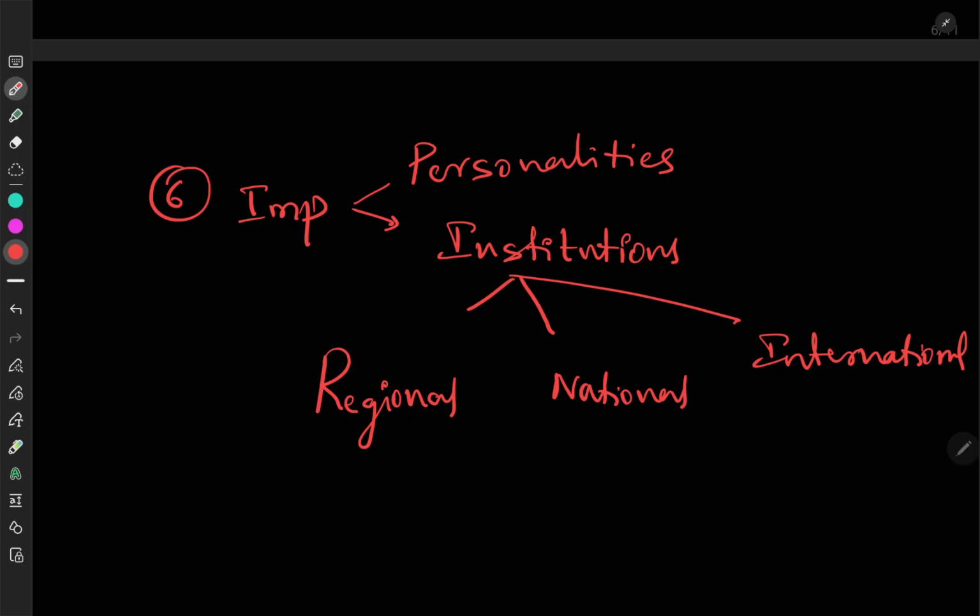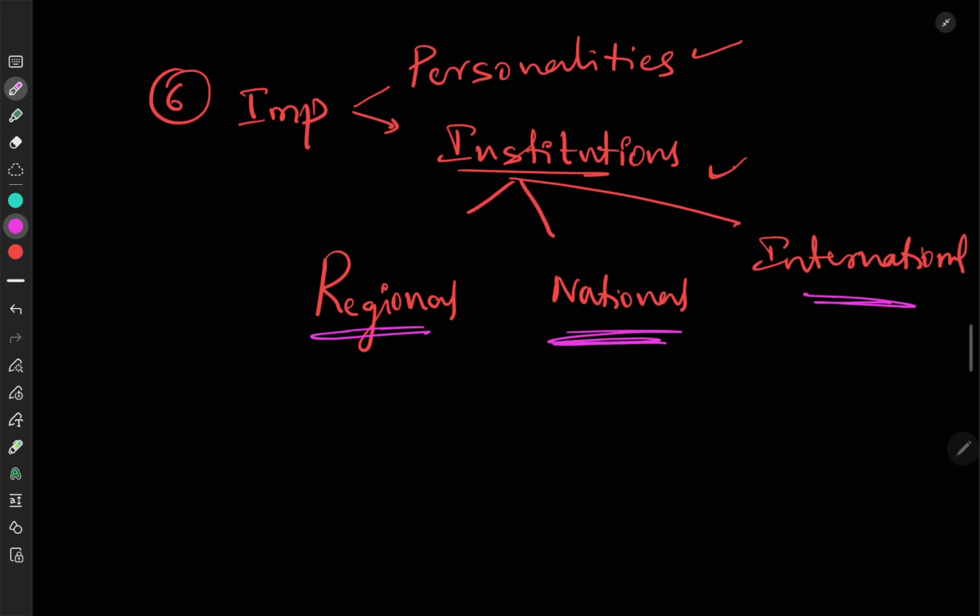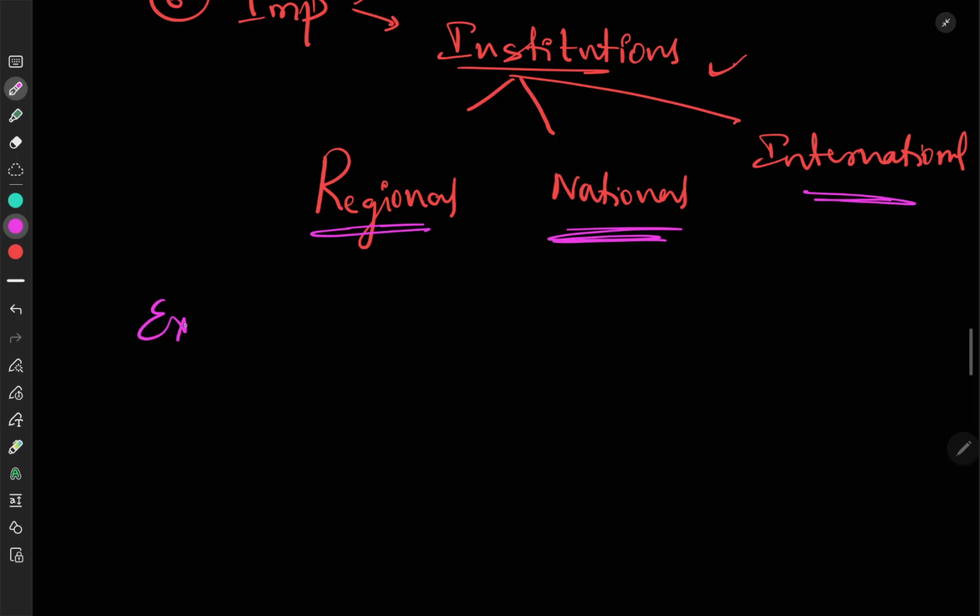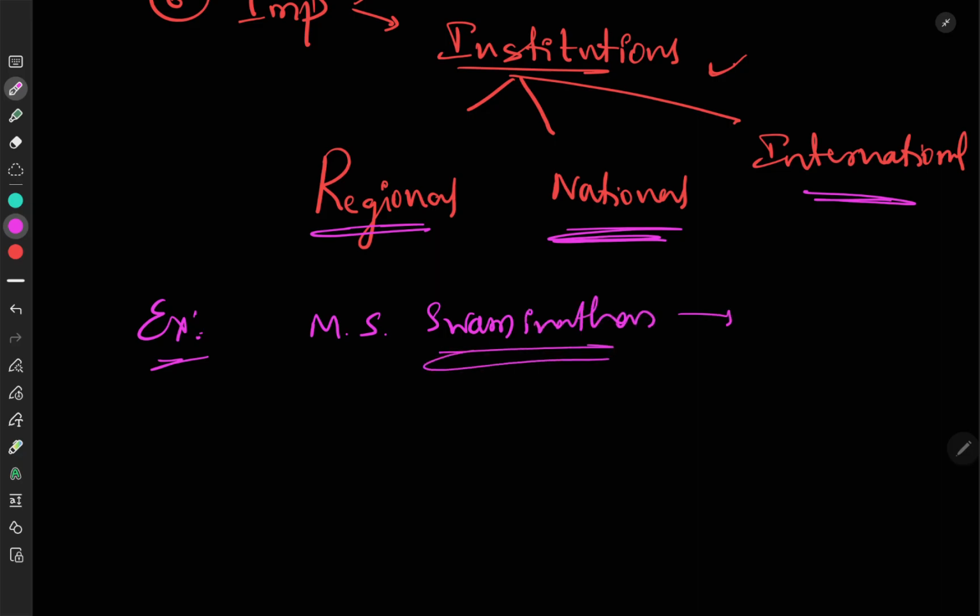Sixth point: include important names of agricultural scientists or personalities, and also institutions. In institutions, you can write regional, national or international ones. Let's explain with an example. Take M.S. Swaminathan. Everyone knows M.S. Swaminathan, but how many of you use his name in your answer writing? None of you. But in practice, a personality's name is applicable to almost every answer.